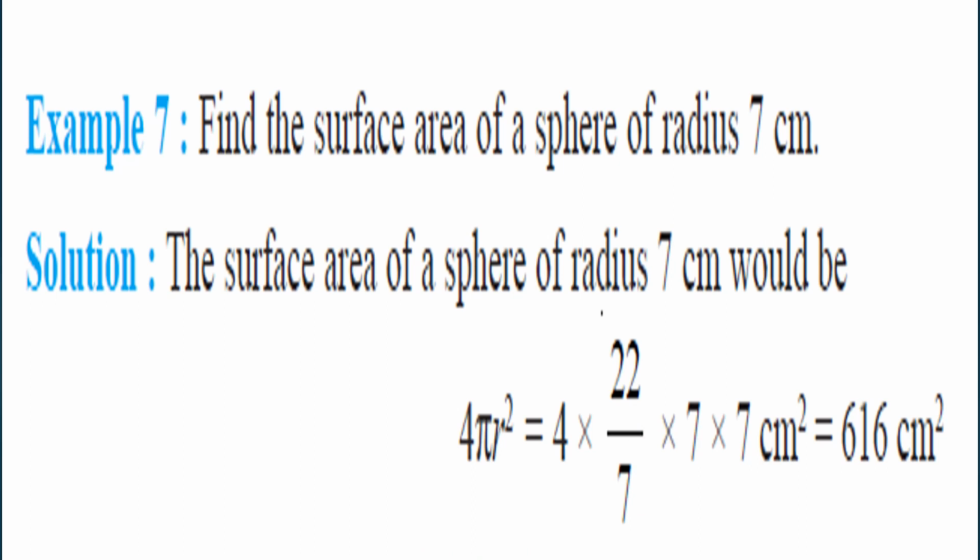Now let us simplify these numbers. Here 7 gets cancelled. Then what are the numbers left here? Yes, 4 into 22 into 7. By multiplying these three numbers, what will you get? 616 centimeters square, because this is the unit of area. Yes or no, my children? Understood this point, my children?